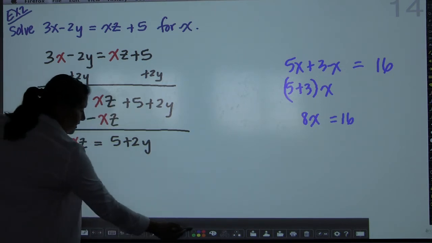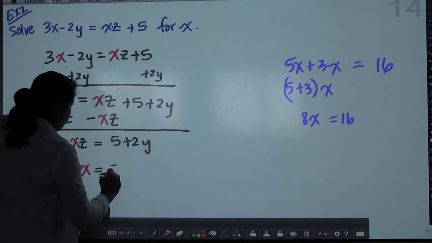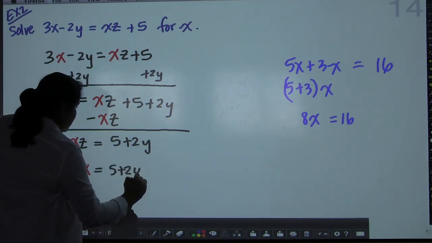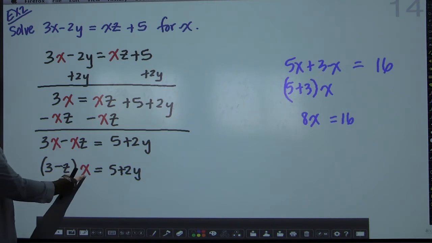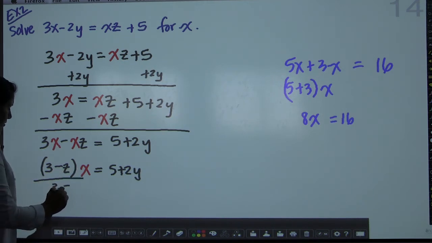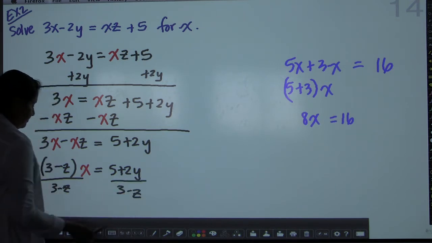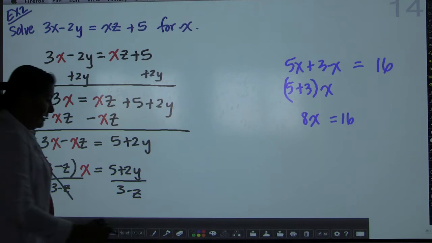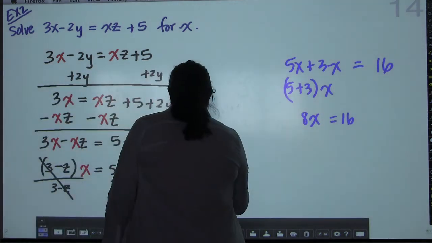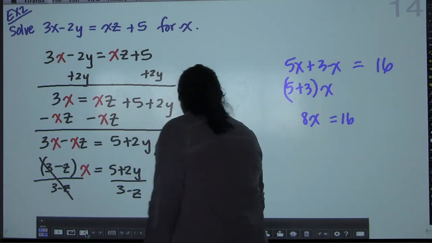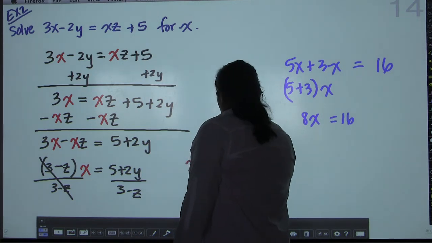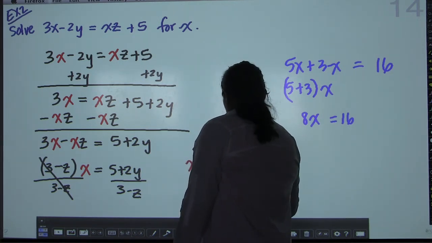And so then we continue. We still have 5 plus 2y. And now our last step, since this is x times 3 minus z, we're going to divide by 3 minus z on both sides. And lo and behold, our final answer is that x equals 5 plus 2y divided by 3 minus z.